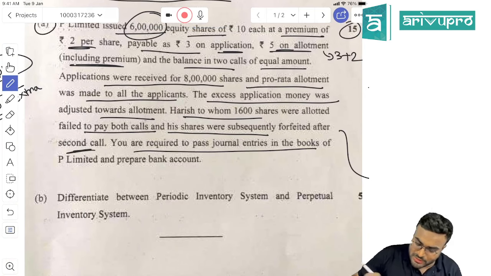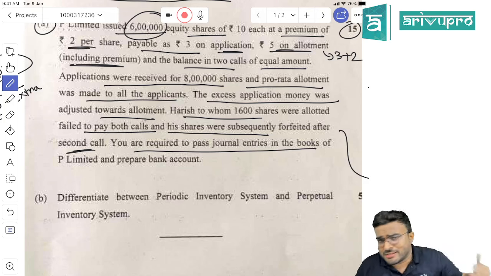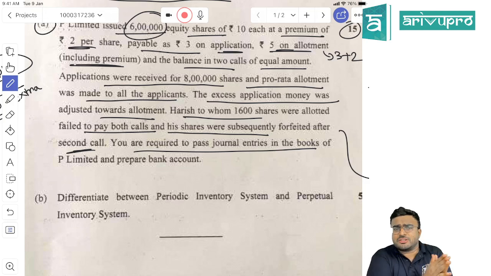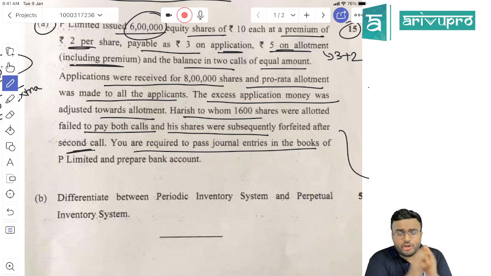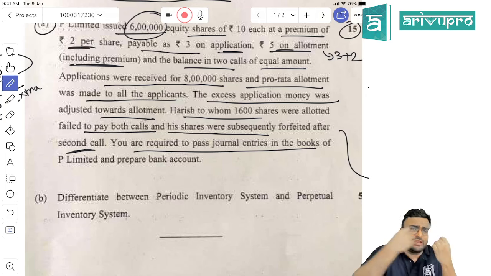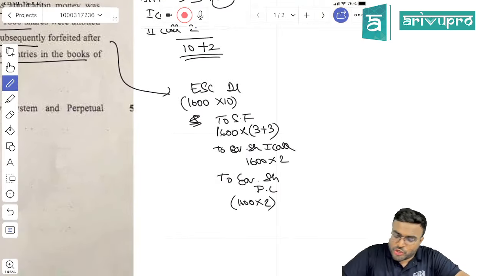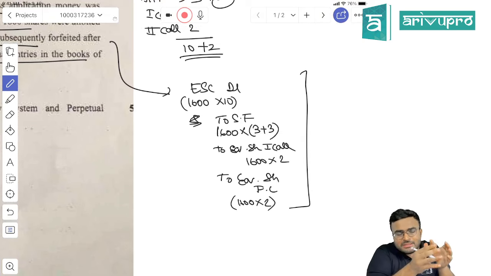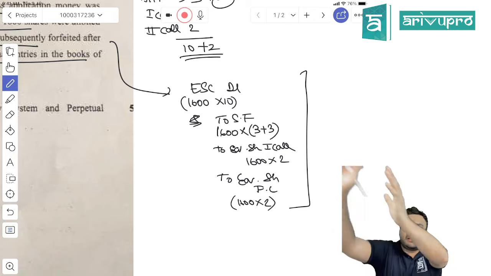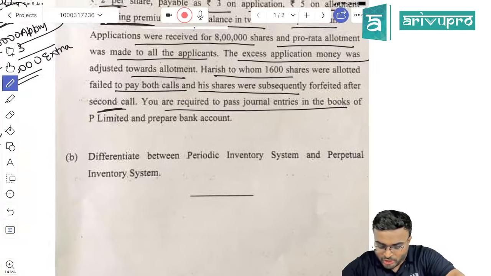You are required to pass journal entries. Anywhere in the question they have not told about reissue, so don't go ahead and pass reissue entries also. Nothing is told. Last thing is forfeit the shares and leave it. They didn't tell you that they are going to reissue, nor that they have reissued. So this should be the situation. Is this clear? So this should be your entries. You have to be careful. Premium is already received. Harish has paid the premium. Premium is sitting in securities premium. Leave it there itself. Okay, that should be your answer.